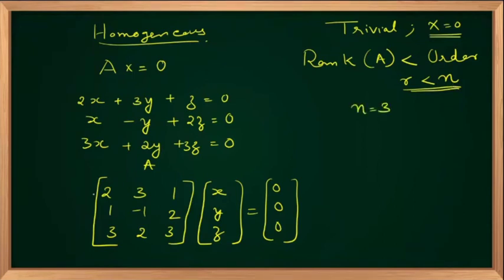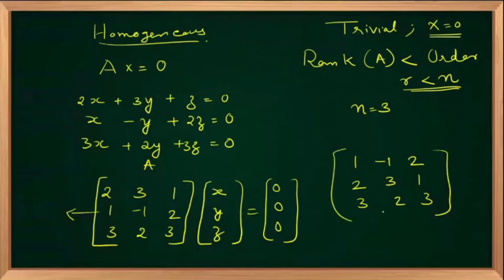Can you just evaluate the rank of this particular matrix? You can always interchange rows and keep it in whatever format you want, and then find the rank. What will be the rank of this particular matrix? I'll rearrange it as this. I'll make it the first row: 1, minus 1, 2. Next is 2, 3, 1. Next is 3, 2, 3. So can you evaluate the rank of this particular matrix quickly?